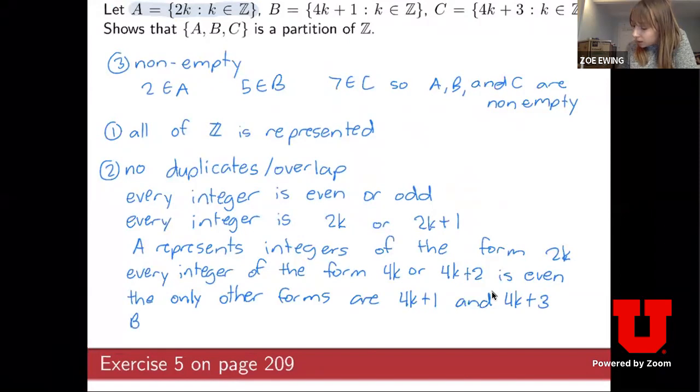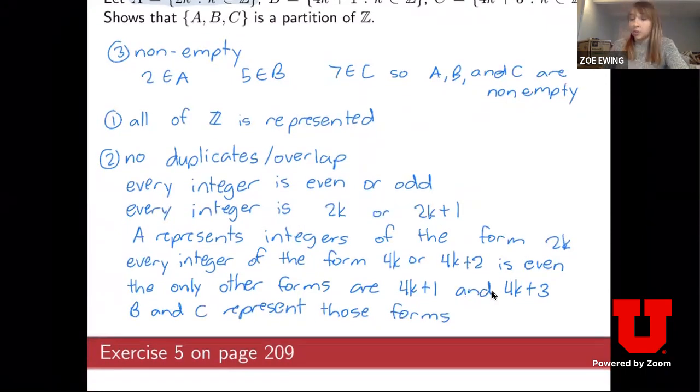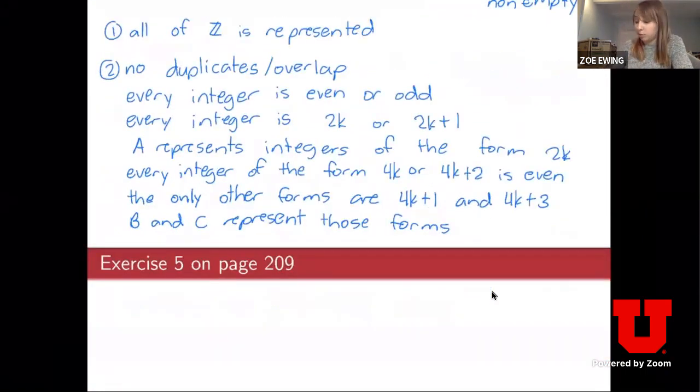And B and C represent those forms. So that proves, first of all, that there's no overlap. And it also proves that there are no duplicates, or that all of Z is represented, because we've got all even and all odd integers, and there's no overlap between them. So does that make sense? I know we've gotten used to doing mathematical proofs, so it's kind of weird to not be trying to substitute stuff, but this is just using the properties of integers to make that proof.